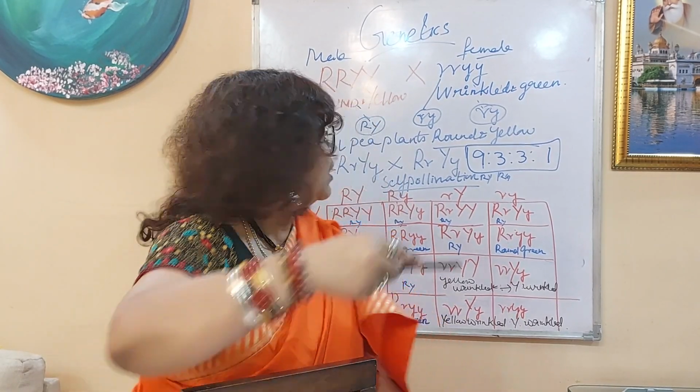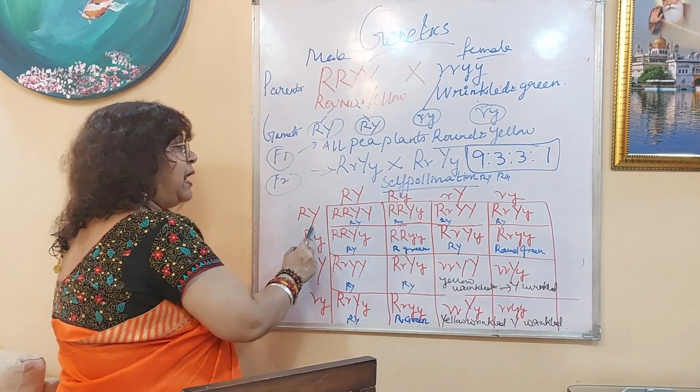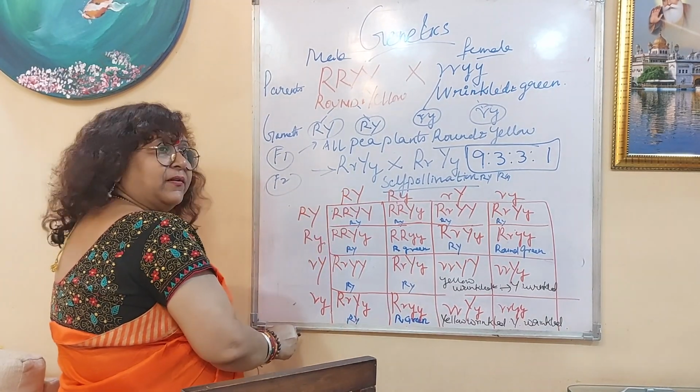Okay, so when there are two pairs of characters, like here we have taken round and wrinkled, and the color of the pod and the texture. When two pairs of alternative characters are considered, the distribution of the alleles of one character into the gametes is independent of the distribution of the alleles of the other character, as seen here. This is known as the law of independent assortment. And how are the gametes produced? So big R, big Y, big R. And what you write here, you will write here also.